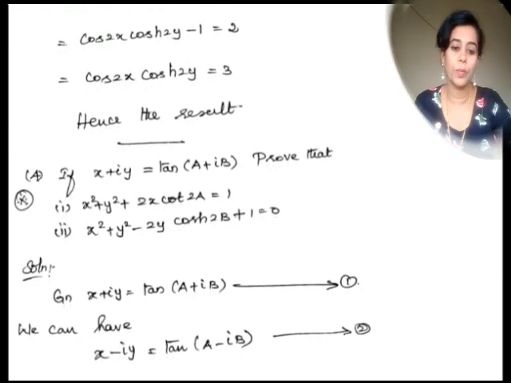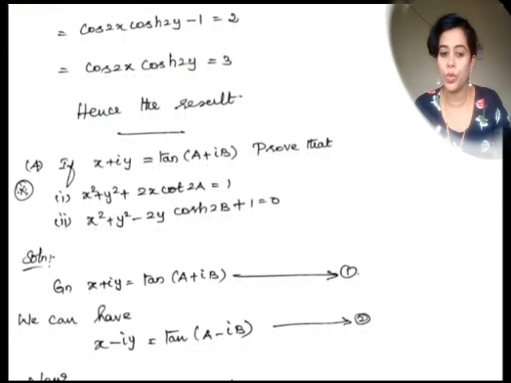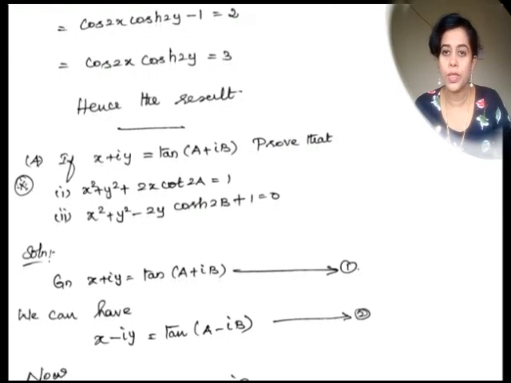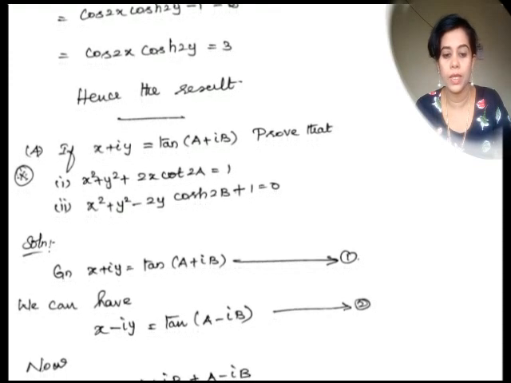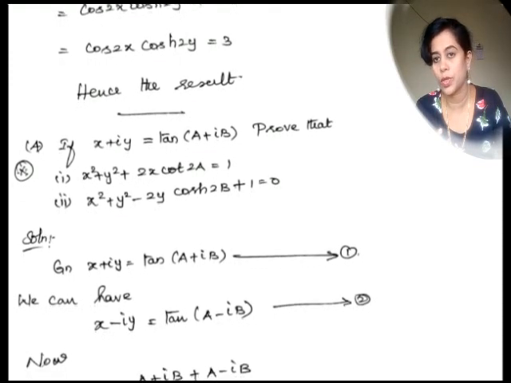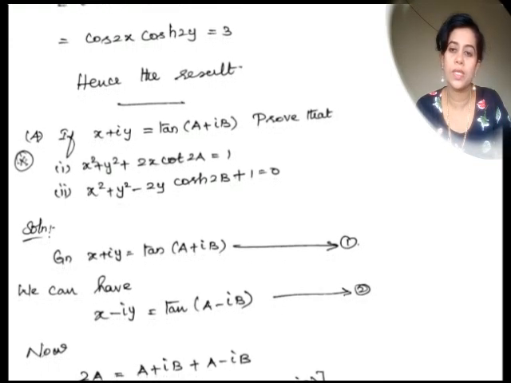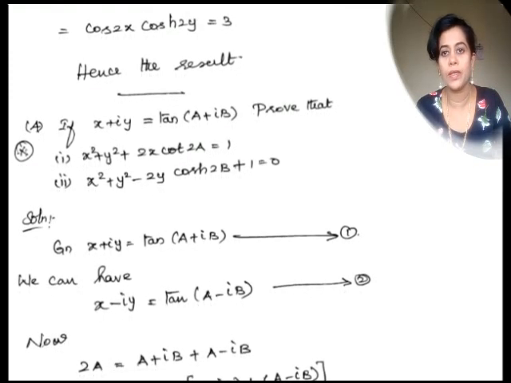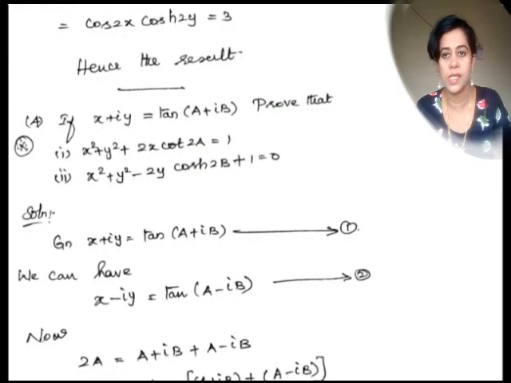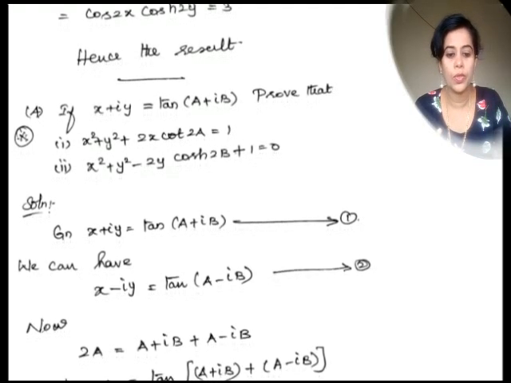So let's do the fourth problem. If x plus iy is equal to tan of a plus ib, prove that there are two parts: x squared plus y squared plus 2x cot 2a equal to 1, and the second part says x squared plus y squared minus 2y cot h2b plus 1 equal to 0. So this is a very important problem from the point of view of examiners. Right. So let's go to the solution.